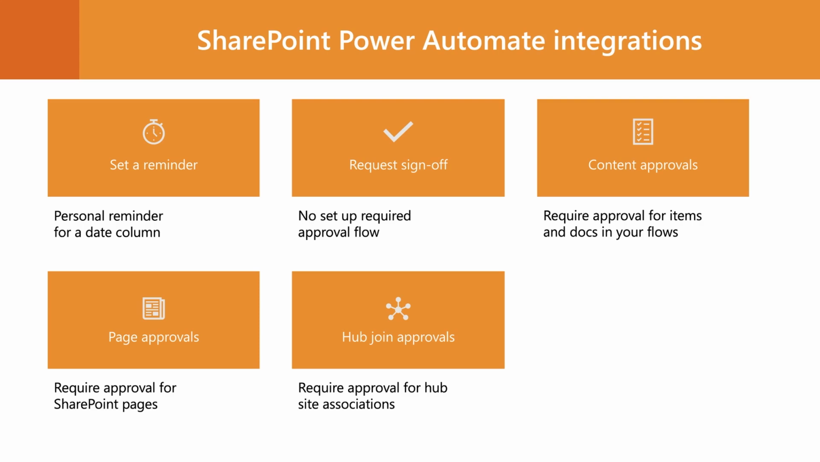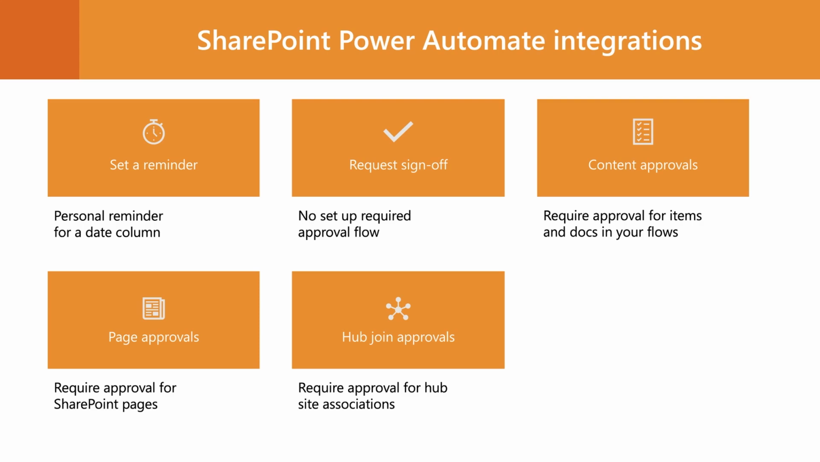So starting with creating personal reminders to be reminded about certain dates you have in your Microsoft list, to quickly requesting feedback or approval from your colleagues using the request sign-off flow, and also quickly requiring approvals for items and documents in your list and libraries. If you have a communication site that you have people authoring pages and publishing pages, you can require approval for those as well using the powerful, robust integration we have with Power Automate.